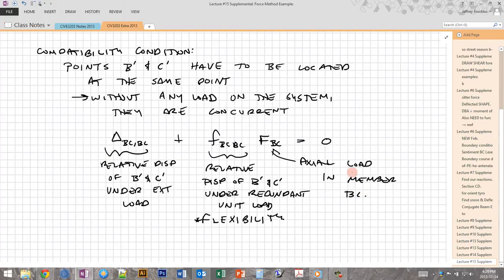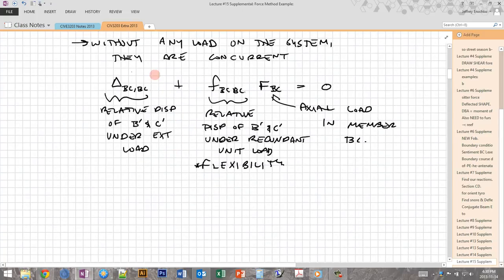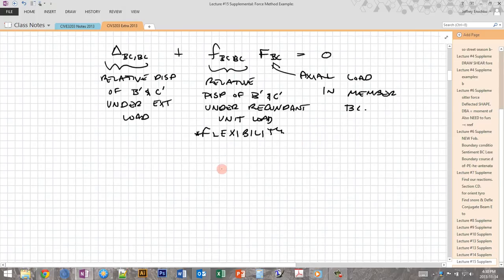Okay, so now just like in all of our other force method analyses, we're going to do two different analyses. One is to find this delta BC, and the other one is to find this flexibility FBC. For this first one, we are going to use the primary system, which is a determinate system with the redundant force removed, or with the redundant restraint removed, and we're going to apply the external loads, then see how those two ends overlap. And then for the flexibility, we're going to again use the primary system, but now we're going to apply unit loads to both ends of the cut, and then we're going to see how much they overlap, and that will be our flexibility.